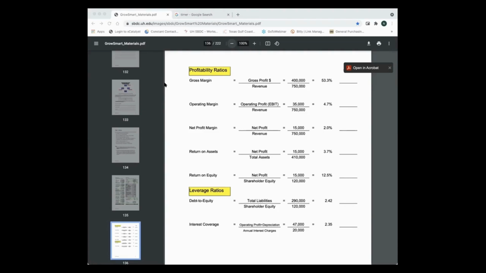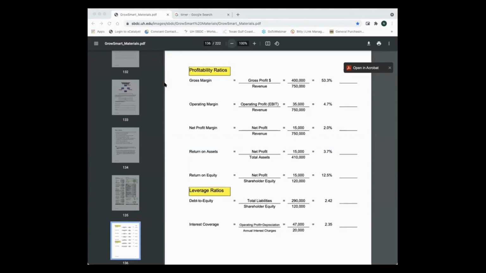So what is that telling us? Well, it tells us that for every dollar that we've invested in this company, we've borrowed $2.42. The average small business debt to equity ratio is about 1. So that tells us that this particular company has more debt than average. Not good or bad, we're not judging, we're just saying on average, they've got more debt than the average small business.